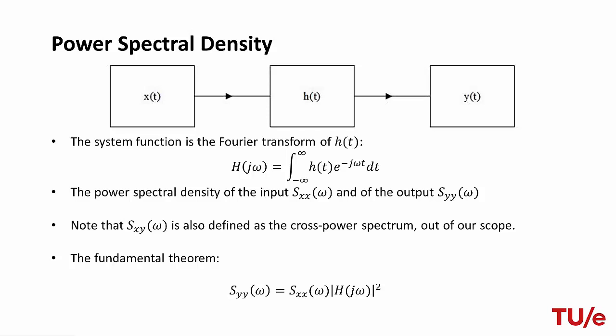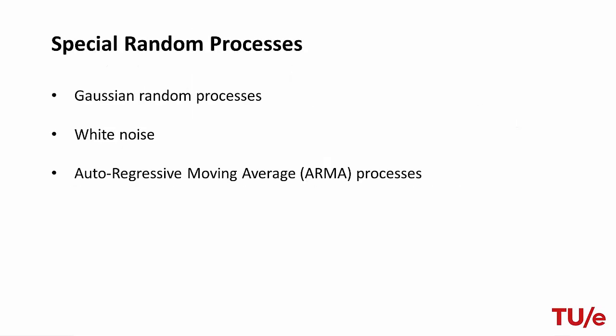The derivation of the fundamental theorem and the autocorrelation of the output sequence involves calculating the cross-correlation between the input and the system function, which we will not investigate at the moment. We just note that the cross-power spectrum is also defined and stop our investigation of the power spectral density here. There are three random processes that are of particular importance for the topics covered under the statistical signal processing course: the Gaussian random process, the white noise, and auto-regressive moving average processes, abbreviated as ARMA.